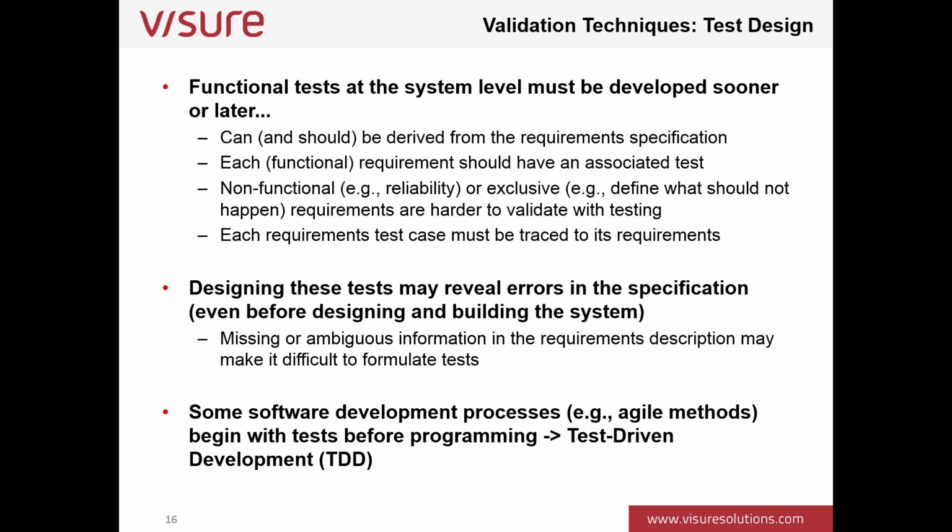For example, the functional tests of the system must be developed sooner or later. We can develop them when the system is finished, why not? But we strongly recommend writing those even while we are writing the requirements. They should be derived from the requirement specification. Each functional requirement must be associated with at least one test. The non-functional ones are going to be more difficult to test.